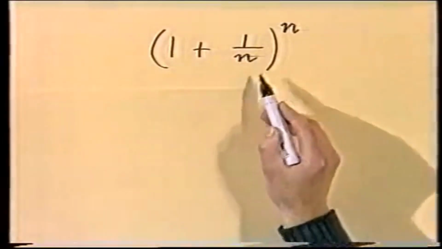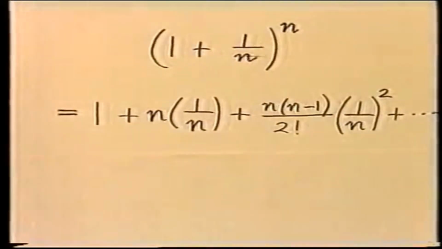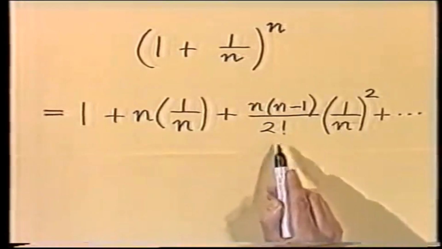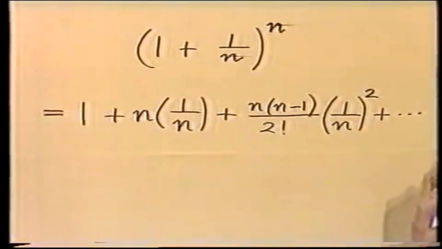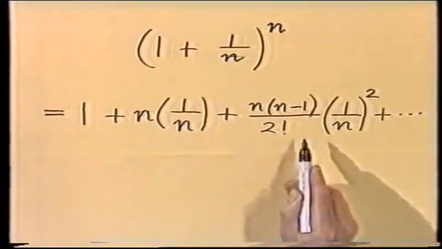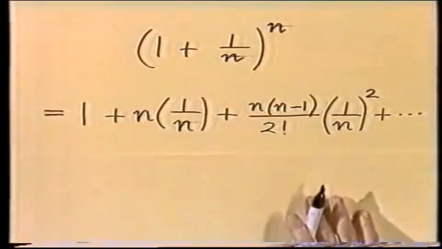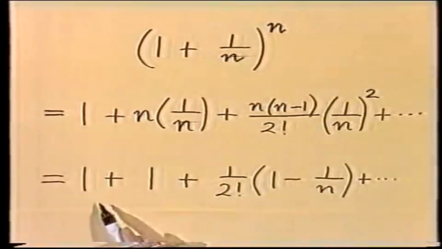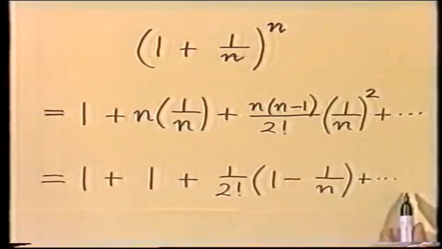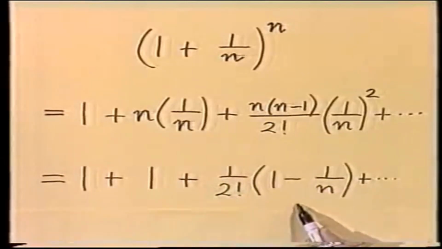Well, we can expand 1 plus 1 over n to the n with the binomial theorem, and this is what we get. 1 plus n times 1 over n, plus n times n minus 1 over 2 factorial times 1 over n squared, and so on. Well, n times 1 over n is 1. And we can divide n into this term and this term from the n squared. And that gives this. 1 plus 1 plus 1 over 2 factorial into 1 minus 1 over n, and so on. Well, we know that 1 minus 1 over n is increasing. So this term is increasing.